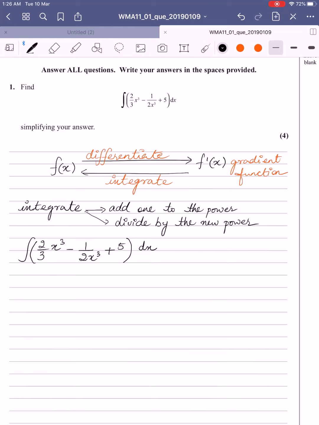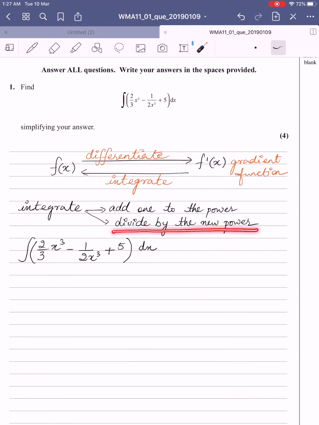So here we are doing the same. We are integrating to find the original function f(x). When we integrate, we need to add 1 to the power of x, or the variable, and divide by the new power. Alright, so let's begin. Our question is written here.